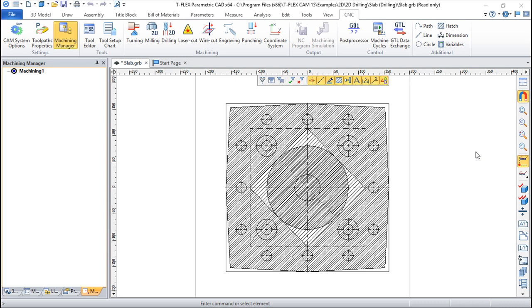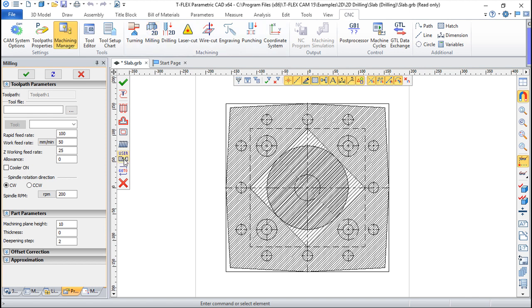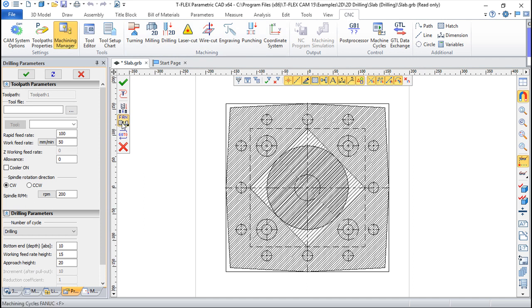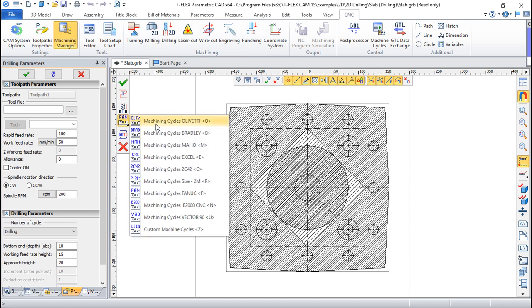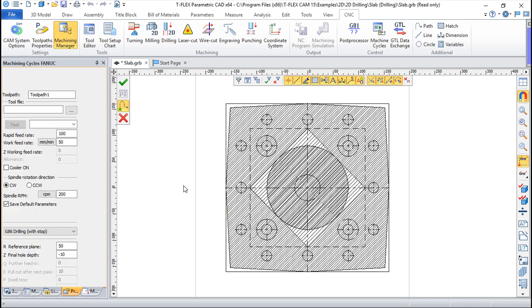So I'm using the same drawing that you've seen already a couple of times. And for example, in terms of milling, we have these, in terms of drilling, we have this function here that has a lot of different machines, and these are cycles specifically for these brands. So for example, a FANUC.